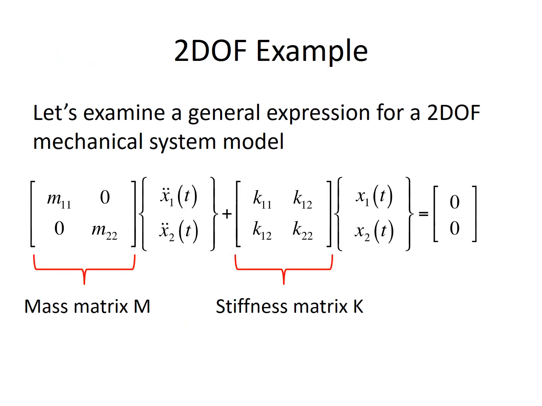Now let's look at a 2-degree of freedom example to gain a better understanding of how we solve for the natural frequencies of a multi-degree of freedom system. Consider a general 2-degree of freedom system with a fully populated stiffness matrix and a diagonal mass matrix. As discussed earlier, the diagonal mass matrix is indicative of having a lumped parameter model of the 2-degree of freedom system.